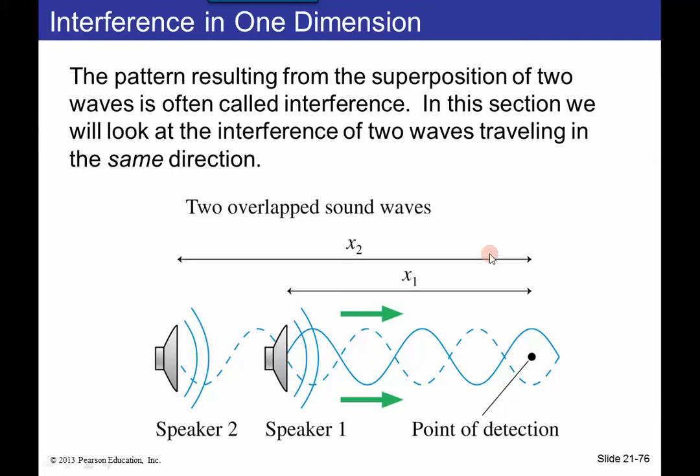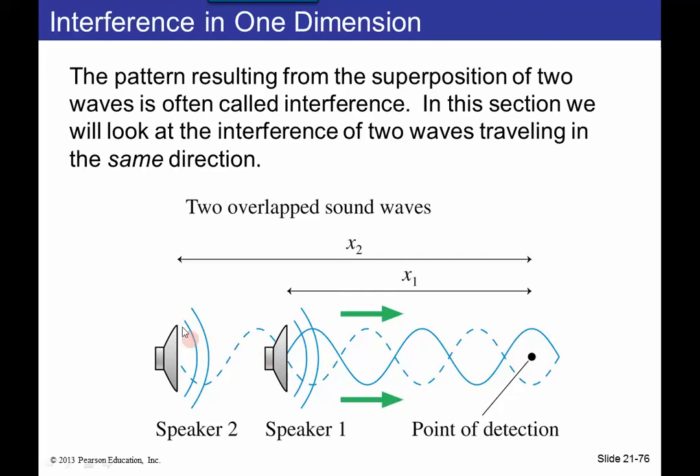Okay, in this video we are going to talk about interference. In this picture we have two speakers that produce sound with the same frequency, same amplitude, and same wavelength of course, but they are located at different positions. So the question is, what do we hear here? What is the resultant wave?